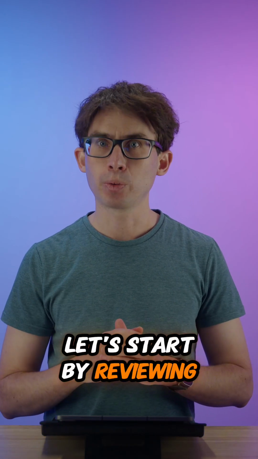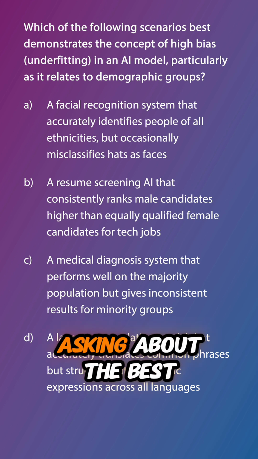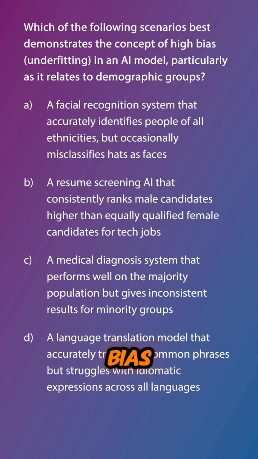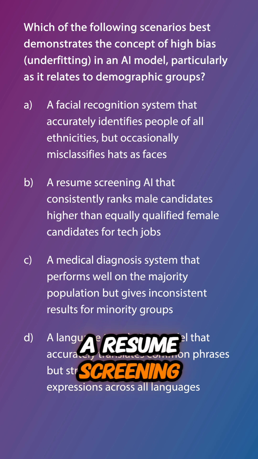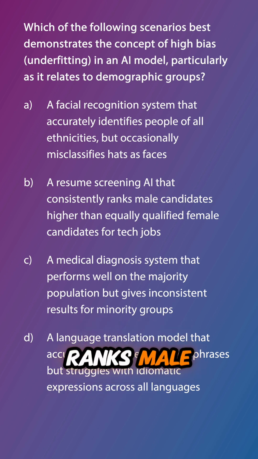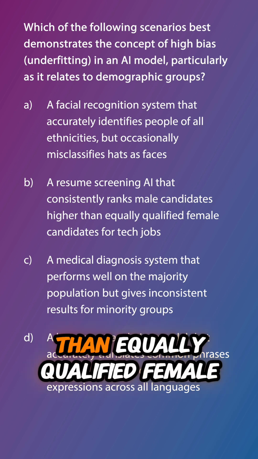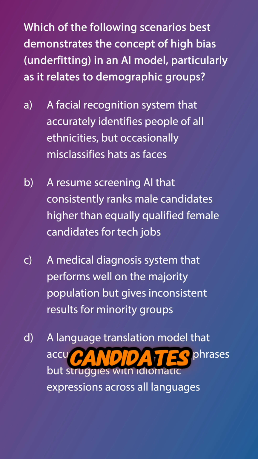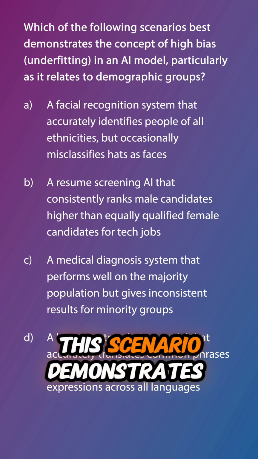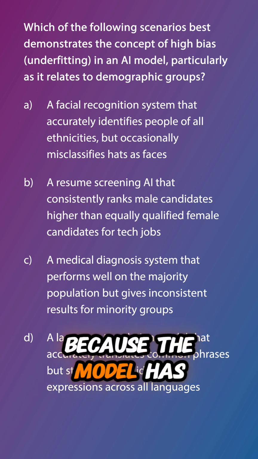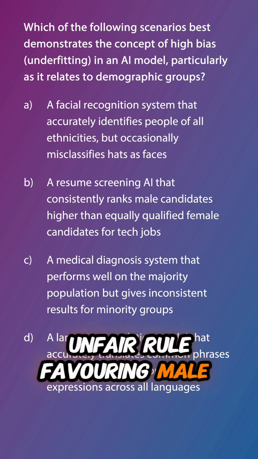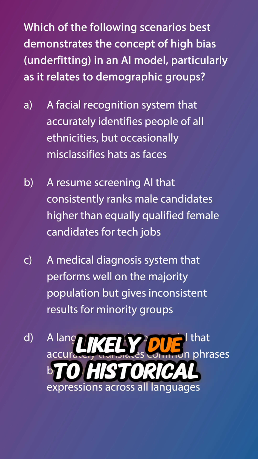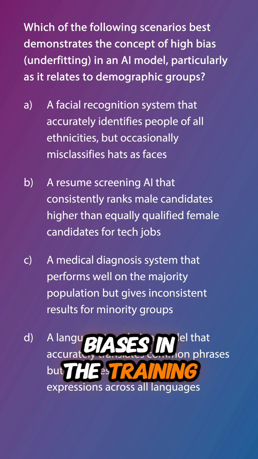Let's start by reviewing the question from the previous episode, asking about the best example of high bias or underfitting. The answer is B, a resume screening AI that consistently ranks male candidates higher than equally qualified female candidates for tech jobs. This scenario demonstrates high bias because the model has learned an oversimplified and unfair rule favouring male candidates, likely due to historical biases in the training data.